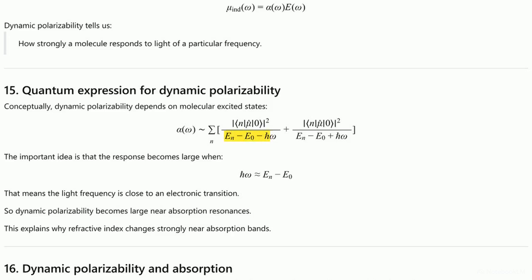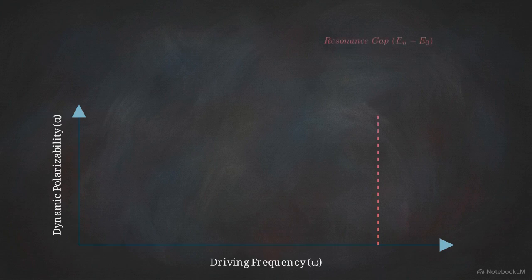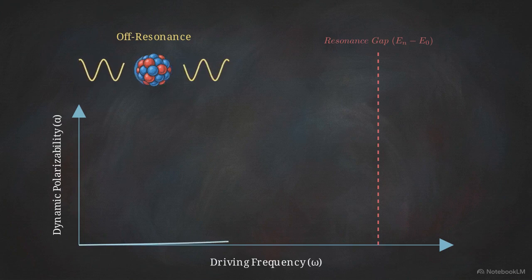This equation shows the full quantum expression for dynamic polarizability. Pay close attention to the denominator, where the incoming photon energy subtracts from the transition energy gap. A resonance condition occurs when the incoming photon energy perfectly matches the transition energy gap of the molecule. In the stable region of the curve, we see normal refraction. The light merely slows down as it propagates through the material.